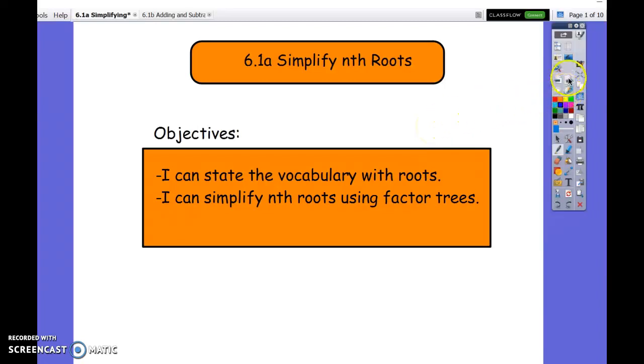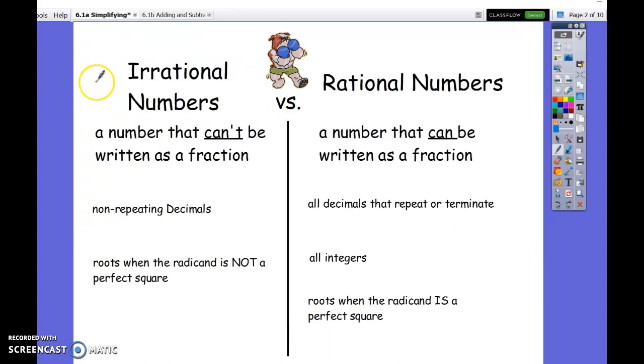6.1a is about simplifying nth roots. So first we need to talk about irrational numbers and rational numbers. An irrational number is a number that can't be written as a fraction. A rational number is a number that can be written as a fraction.